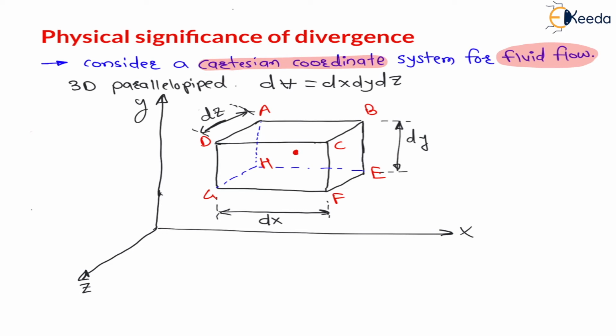And from this center I am assuming that the velocity of the fluid along x is vx, along y is vy, along z is vz, right? Let us say velocity along x is vx, velocity along y is vy, and velocity along z is vz. And my dear students, this point is exactly at the center.